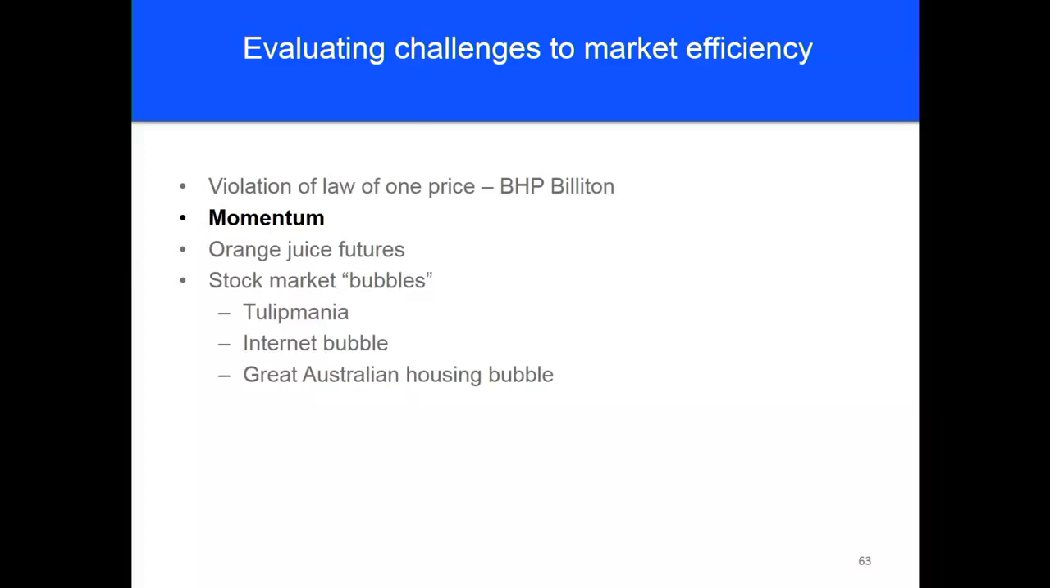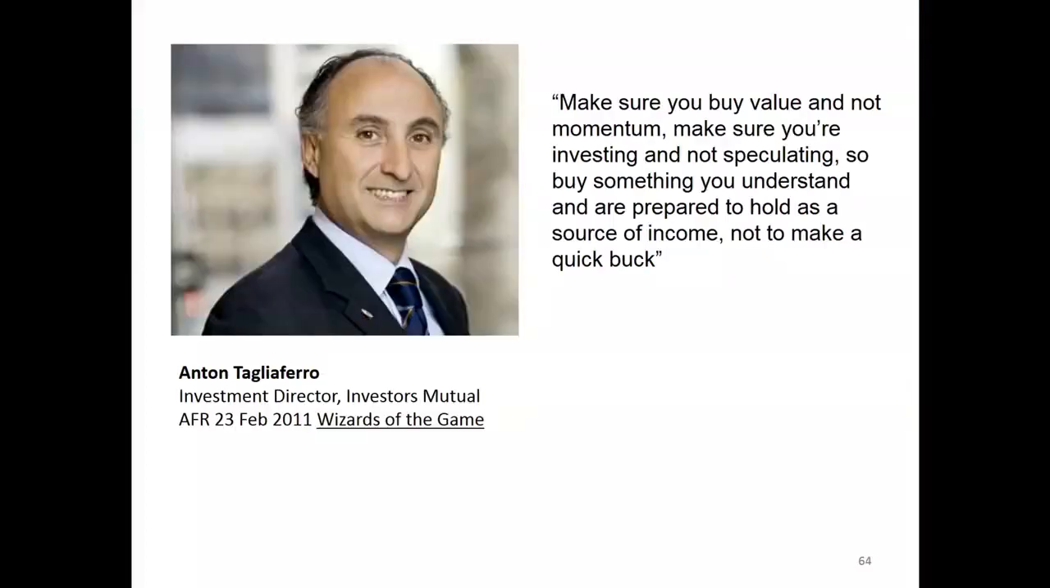Another anomaly seems to be momentum. Momentum is this notion whereby if you see a winning stock that's going up, then you buy it, because it keeps on going up in price. So you're buying on the momentum. Some people don't think much of momentum. Anton Taliaferro says, make sure you buy value and not momentum. Make sure you're investing, not speculating. Buy something you understand, and are prepared to hold as a source of income, not to make a quick buck.